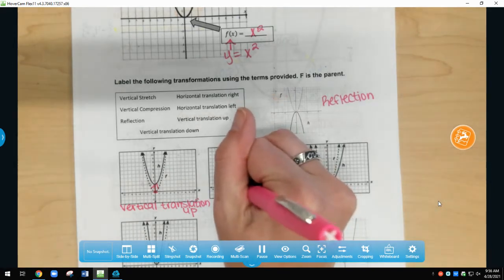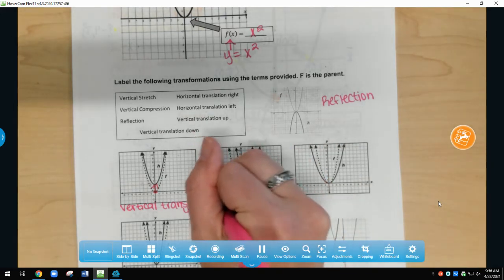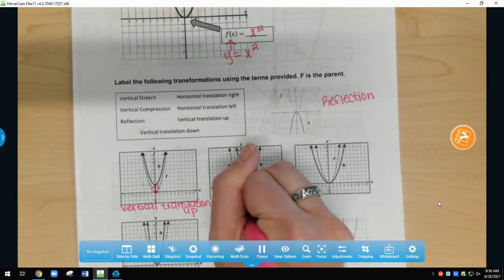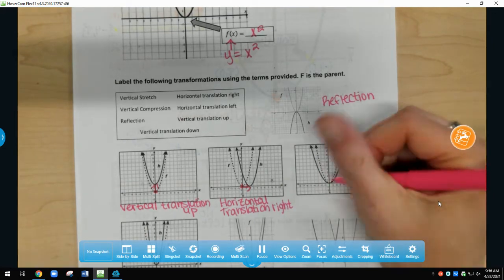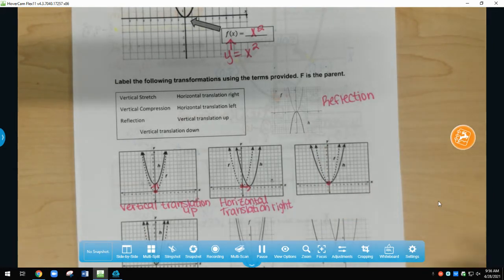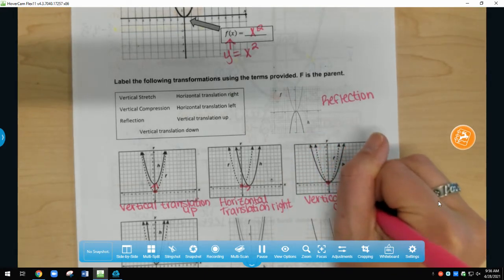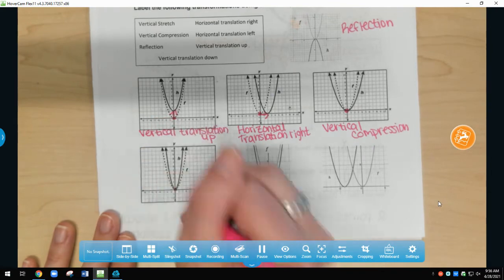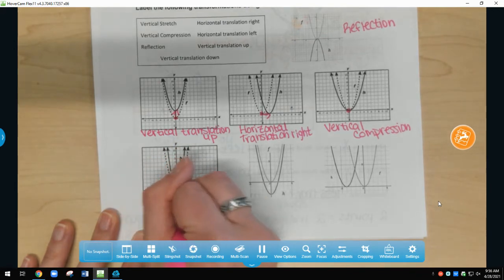All right, this one, here's our dotted. You're looking at the vertex to see what happened. It just moved to the right. So that's a horizontal translation right. Okay, this one, my vertex didn't change. That's what tells me if it's a stretch or a compression. So since it got wider, that's going to be a vertical compression. Same thing on this one. The vertex didn't change, so that tells me it's a stretch or compression. So it's a vertical stretch because it got skinny.